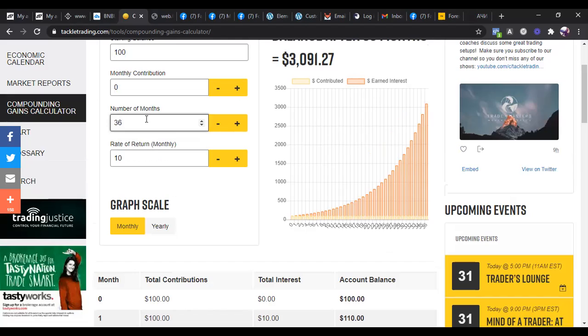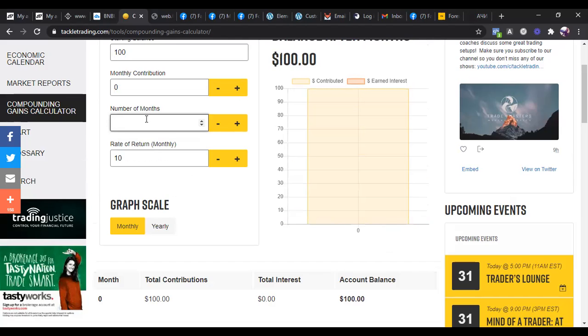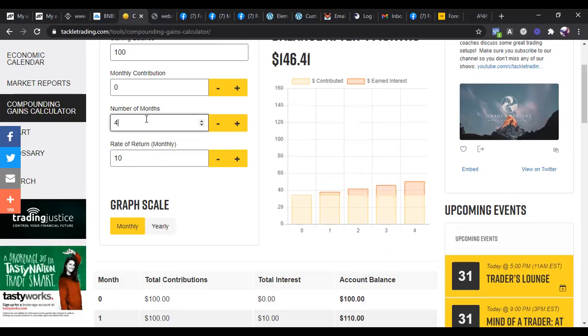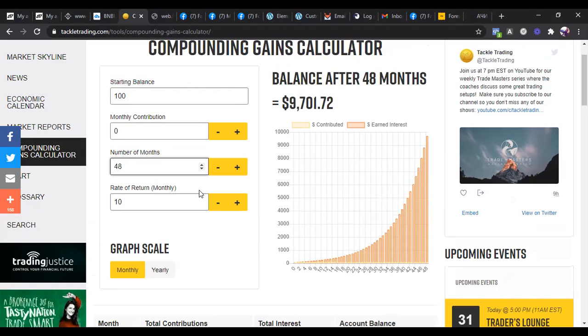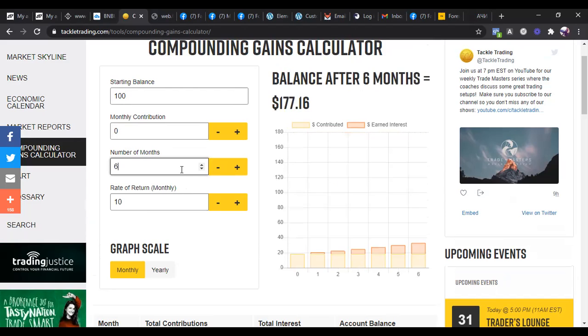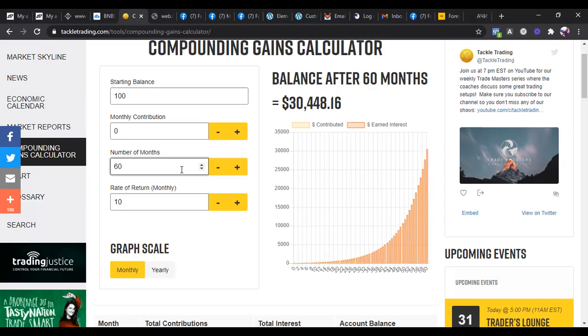Okay, this is a 10 year goal plan. For 4 years, we have $9,700. Let's do that for 5 years. I want to do this for 10 good years. Every single month, 10%. So nothing much. This is 5 years, and I have $30,448.